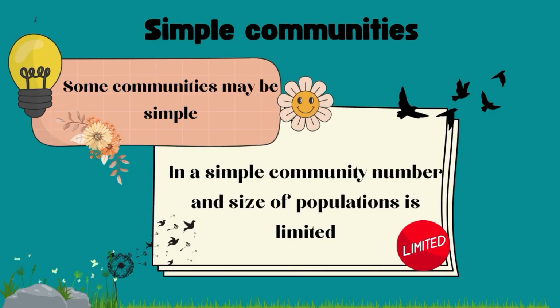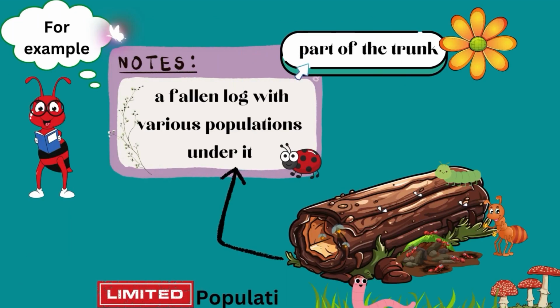Let's talk about simple communities. In a simple community, the number and size of populations is limited. For example, a fallen log with various populations under it. Here the word log means part of the trunk of a tree. The diagram shows that different populations are present below the trunk. But the size of these populations is very limited below this trunk, because it is an example of a simple community with limited population.